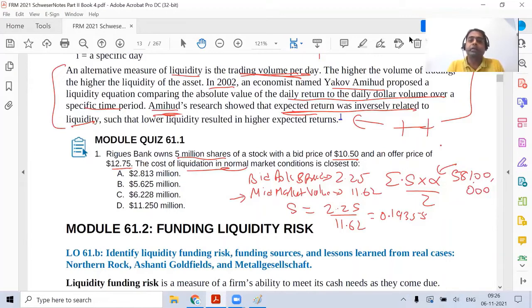Is everybody able to get that? I'm getting 58 million, 5 into 11.625. Shivam, kindly cross check. So what you will do is take this S, take this alpha, and divide by 2. What is the final answer that you guys are getting? Is it D? You'll have to divide by 2 also.